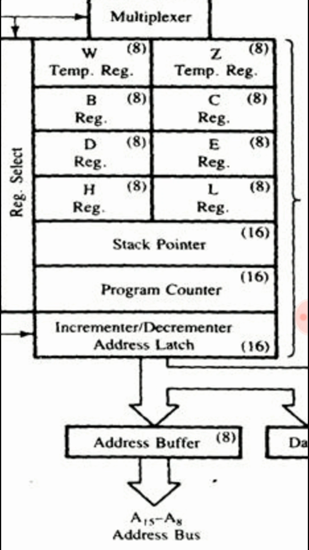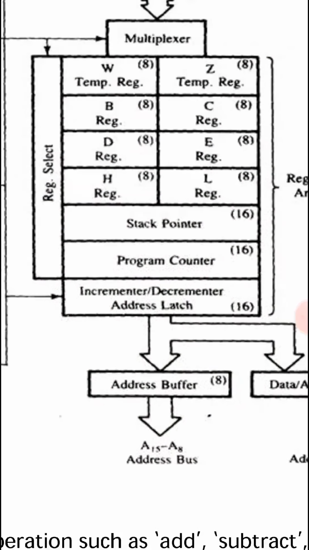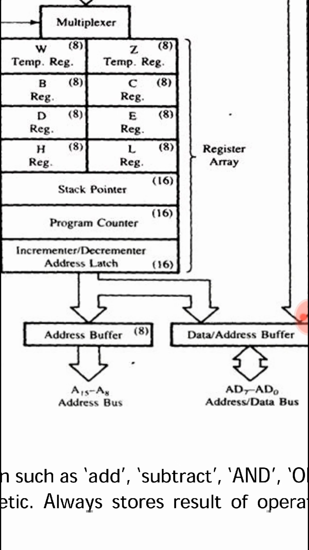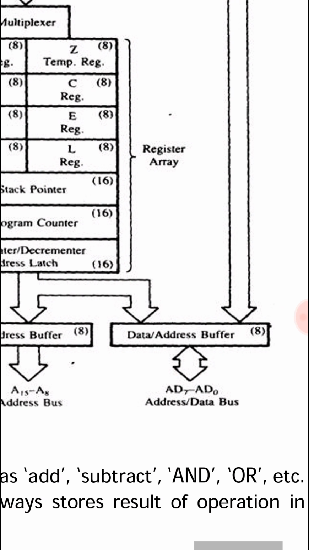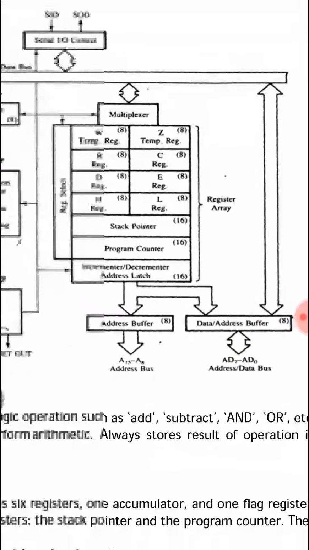Along with these registers we have got the stack pointer, which points to the location in the stack. Then the program counter, which is used to store the address of the next instruction to be processed. Along with that we have got the incrementer and decrementer address latch. When we go through the buffers, address buffer A8 to A15 are the address bus lines. Along with that we have got the address or data buffer AD0 to AD7.